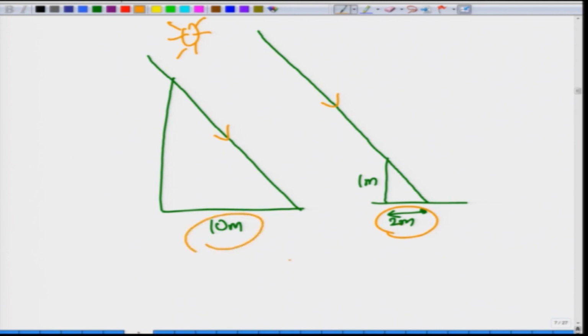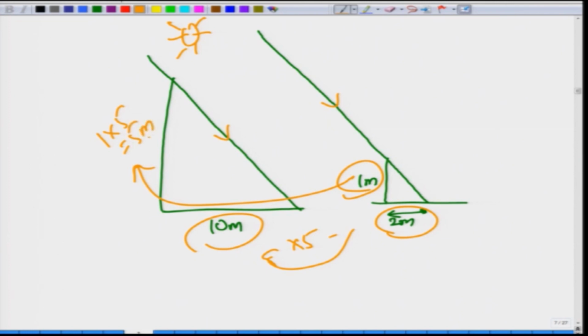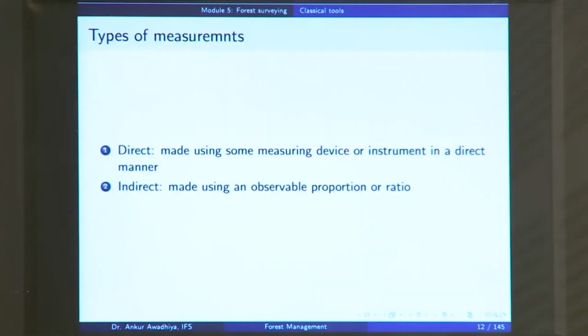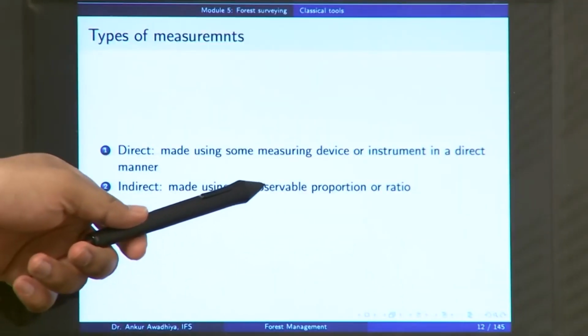So, this is 2, this is 10, which means that this is 5 times this, which is 1. So, this in turn will be proportional. This is 1 into 5, which is 5 meters. So, we will say that the height of the wall is 5 meters based on this particular ratio or proportion. If we take a measurement like this, in which case we are not directly measuring the wall, but we are measuring some attribute of the wall such as a shadow, and we are using this attribute to calculate the height of the wall, then such kinds of measurements are known as indirect measurements made using an observable proportion or a ratio.